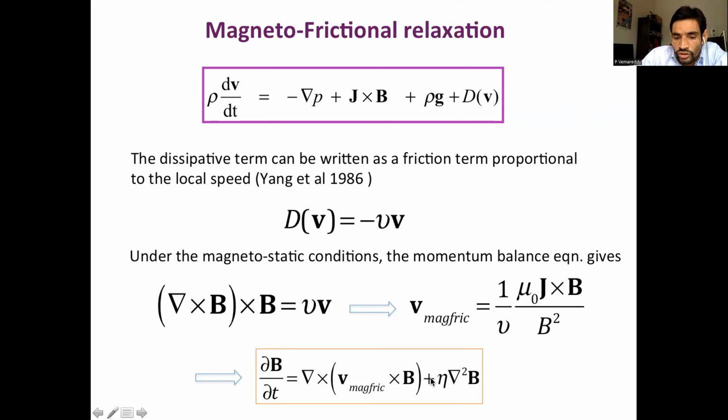We substitute this into the induction equation again. That gives this form of the induction equation, including the resistivity and the magneto-friction coefficient mu. We have to choose both parameters such that the velocities are approximately the same as the observed case in the Sun. I will come to that later.